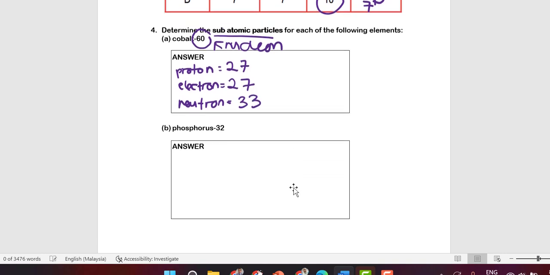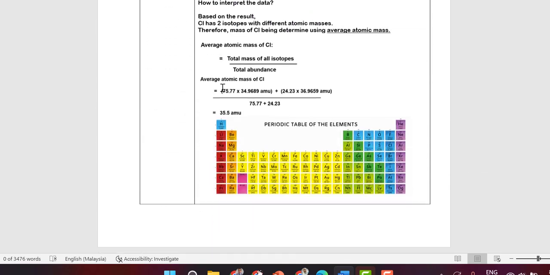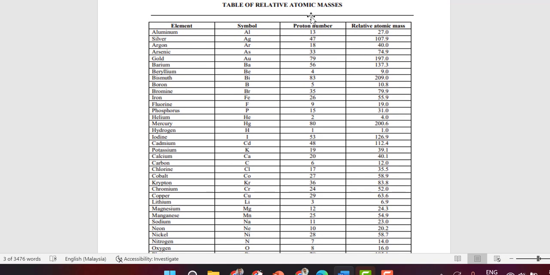Sama juga dengan example dekat bawah ni. You can do by yourself. So you need to find proton number. Proton and electron will be the same because this is an atom, there is no charge. And then you need to deduct nuclear number with proton number. So you can find proton number here in this table. So phosphorus is 15. So proton number is next to the symbol. So this one is mass.